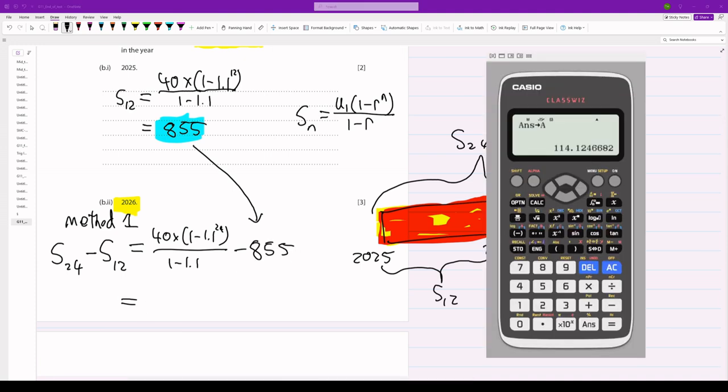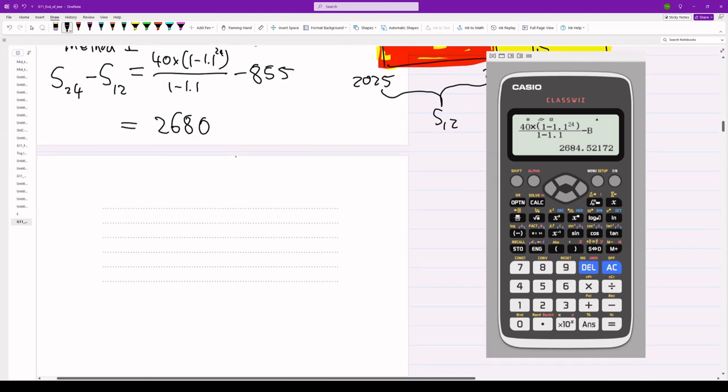Now let's do that on my trusty calculator. 40 multiplied by 1 minus 1.1 to the power of 24 divided by 1 minus 1.1, and if you remember from like 3 minutes ago, I saved that number as B. There you go. So 2,680. There we go. Job done.